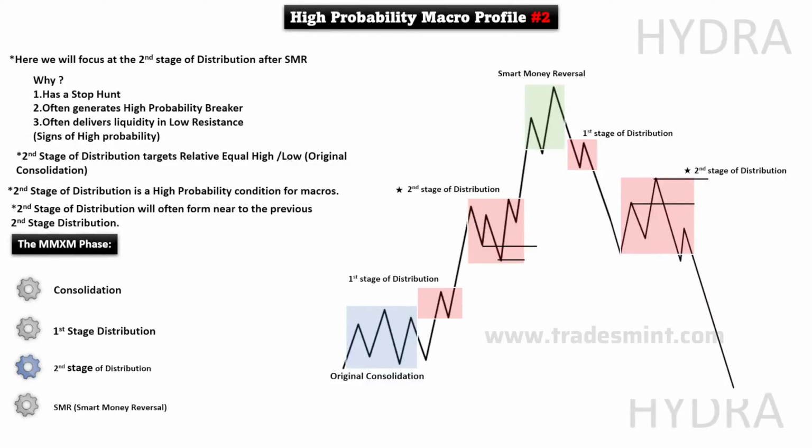Trust me, folks, market maker buy and sell model, you won't find anyone explaining it easier than this. I'll be showing you where the breaker will form. In hindsight, you will be marking out these, right? And in future, you'll be looking for a new breaker to form near to the second stage distribution. It never gets any easier than this, folks.